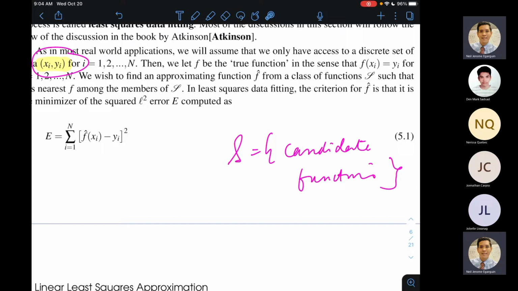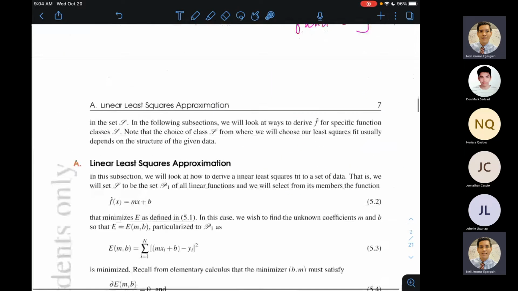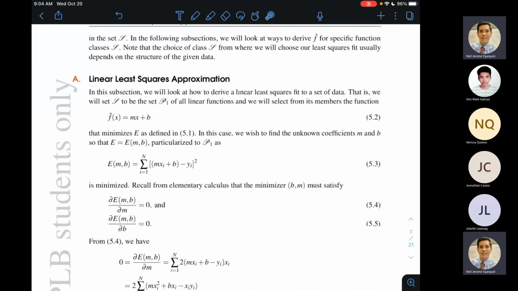I-derive natin paano makuha yung minimizer f hat ni function E. Right? And then hopefully this will give you an idea how to do it in other cases like for powers, x to the power n, or para sa exponential or logarithmic fit. Okay? Let's probably start with the simplest case, which is the linear least squares approximation. And probably if you took a statistics course, medyo narinig nyo na to. Parang siya yung ginagamit sa linear regression, okay? Or sa linear forecasting. So, yeah. Nakita natin, paano nga ba dinerive yung formula doon?